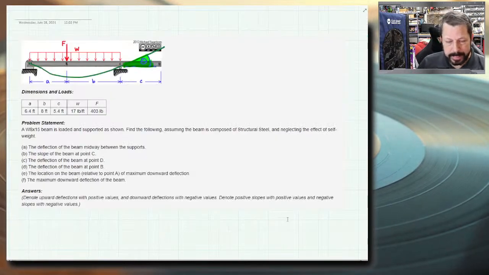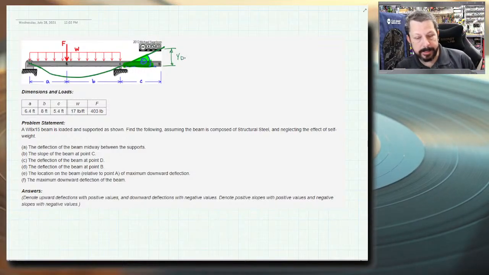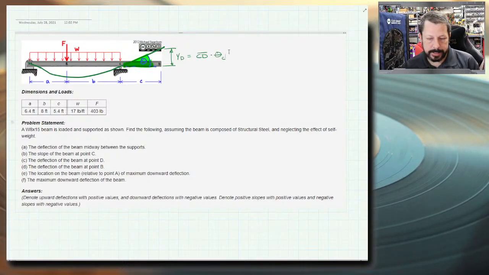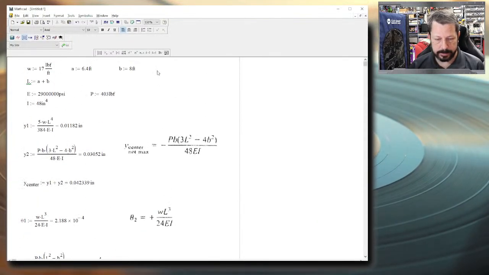And as long as it's a very small angle like that, then we can approximate this deflection by just taking the distance CD in this case and multiplying by theta. I called it theta C, I think. So if we just take our theta C and multiply times the distance C, 5.4 feet, that should give us that deflection, how far that cantilever part is kicked upwards. So 5.4 feet for C. Let's add that to our list up here.